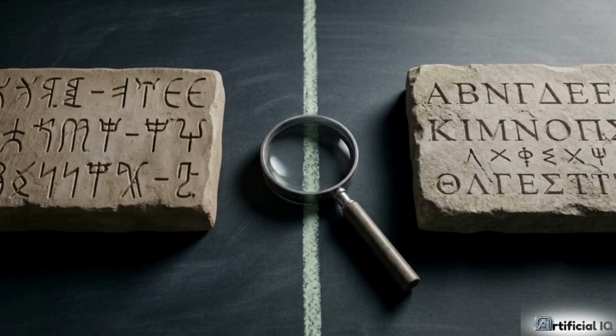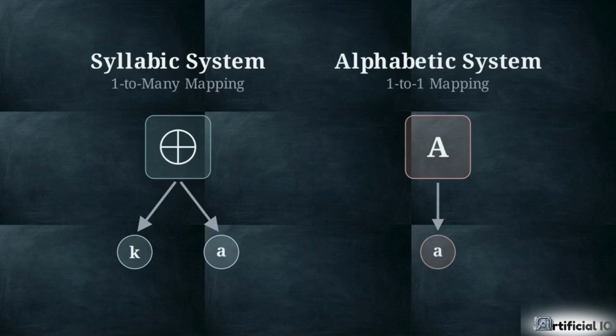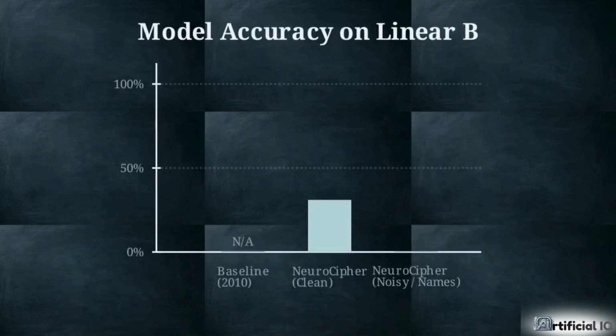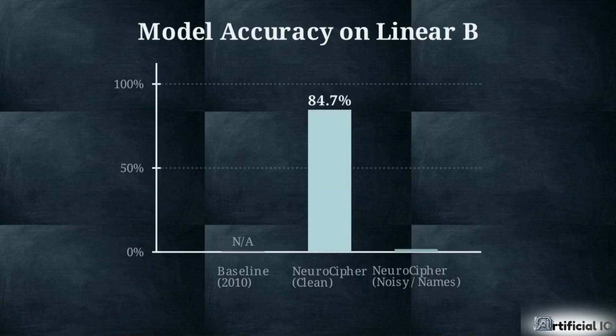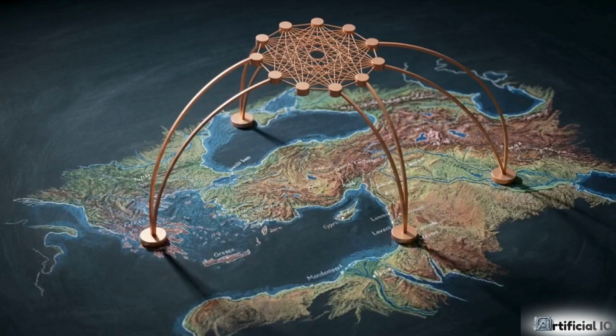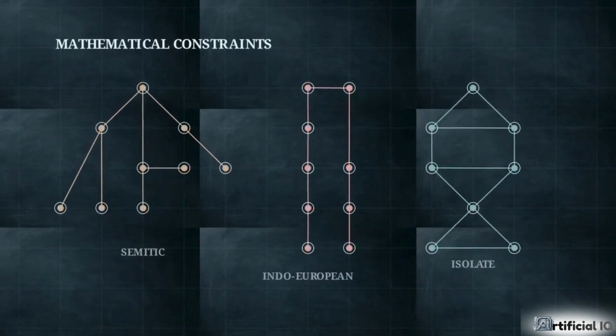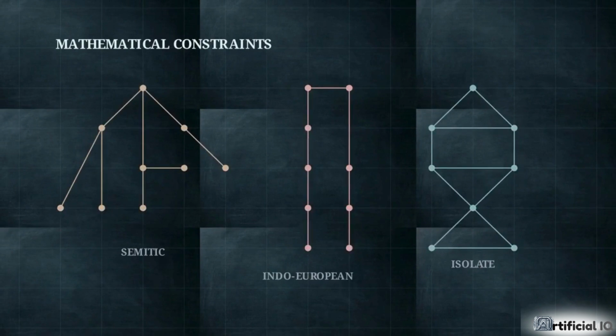The ultimate stress test was Linear B. Because it is a syllabic writing system, symbols map to phonemes completely differently, breaking the standard one-to-one character assumptions used in alphabets. Despite this structural hurdle, the model achieved 67.3% accuracy on location and proper names in the ancient Greek corpus. By reaching state-of-the-art accuracy across these distinct linguistic structures, the researchers demonstrated that these mathematical constraints can effectively model patterns of language evolution across unrelated families.